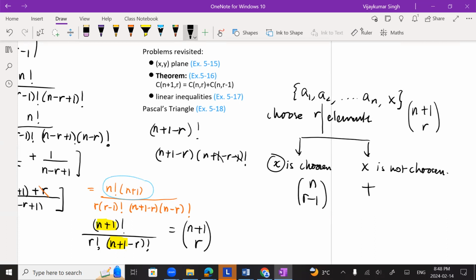Okay. Now, plus, suppose X is not chosen. So how will we look at that? If X is not chosen, you know that X is not there. So again, it's not going to participate in the choosing, right? So that means you're choosing out of these many elements. So it's going to be what? So this is a combinatorial way of looking at the same problem.